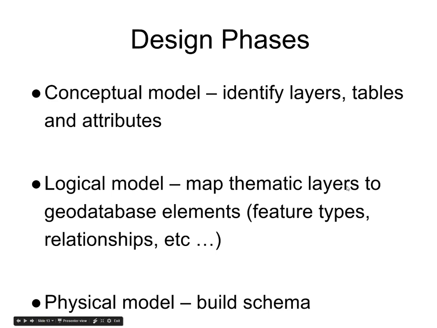So here are the design phases. These are kind of big, broad design phases. There's the conceptual model. That's when you're just talking with stakeholders and identifying the different kind of layers and tables and attributes and things that will be done with the database. The logical model is when you map your layers that you discussed to actual geodatabase elements, things like a point feature class or a geometric network. Once you map out everything you discussed with your stakeholders in your logical model, you can create the physical model, actually build the schema.